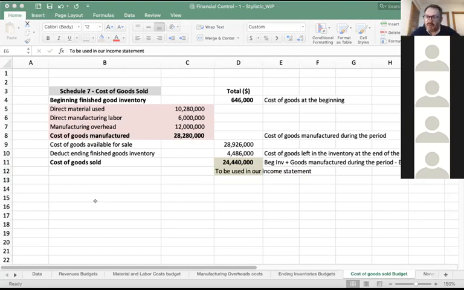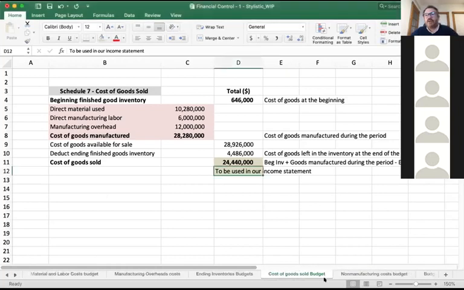So I think the following steps are quite simple. The next step, which is not simple, is the cash budget, but we still have a few things to do before. So any question about this one? No? Okay.